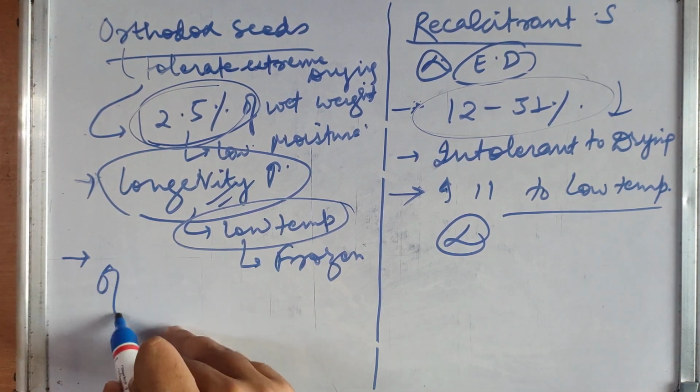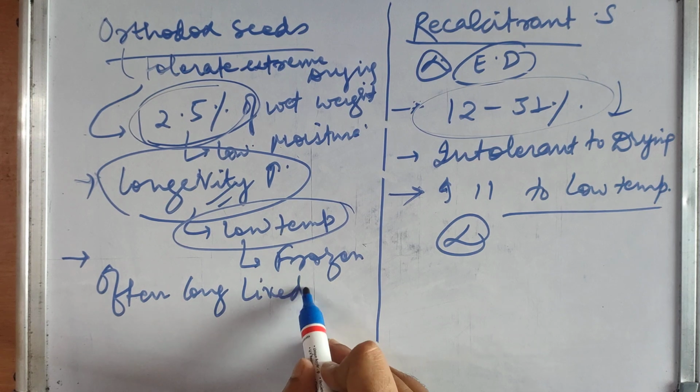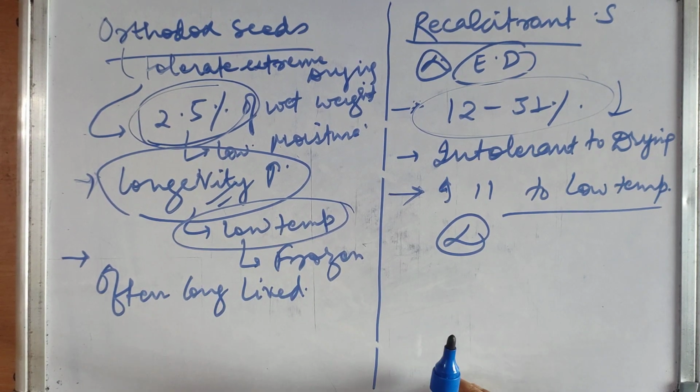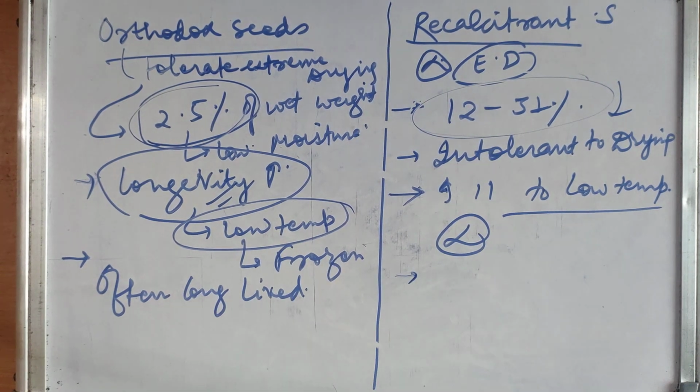They are often long lived, that is, they can be stored for a long time, and they lose viability rapidly after ripening.